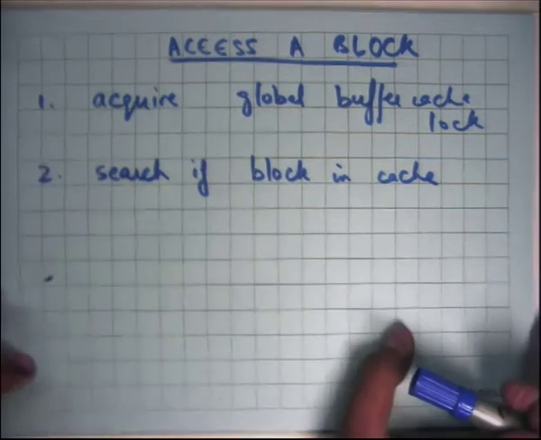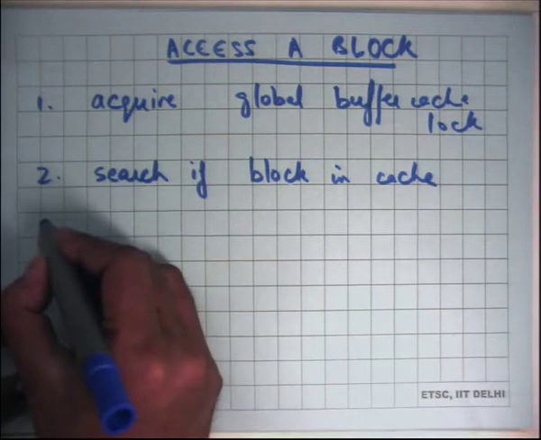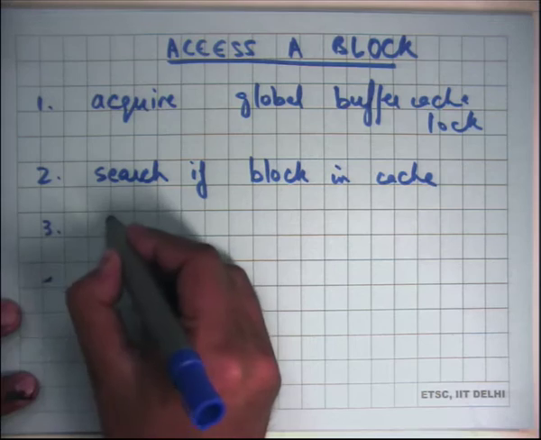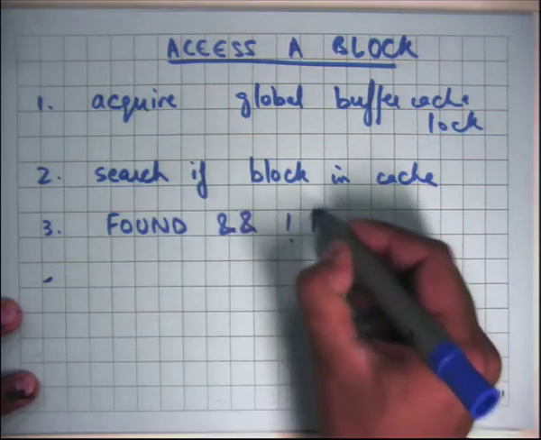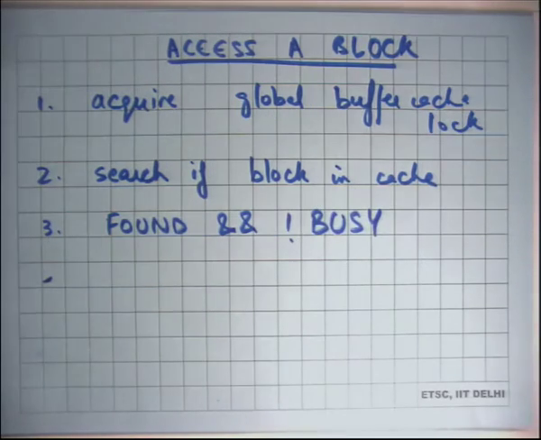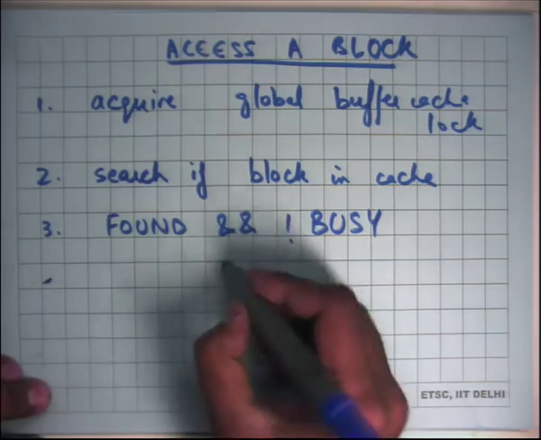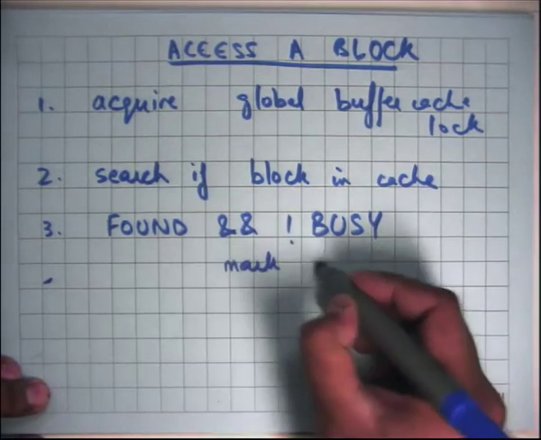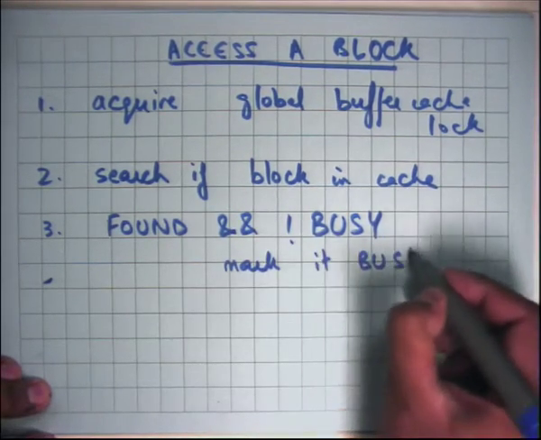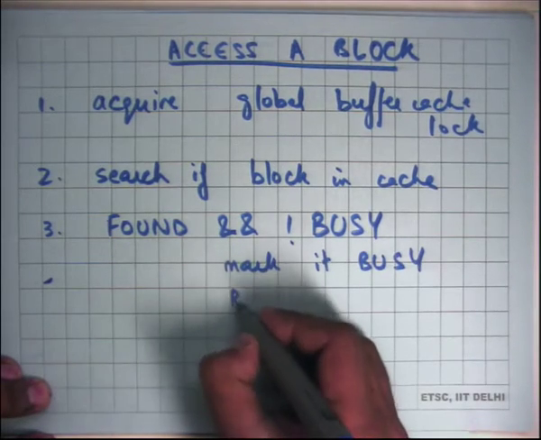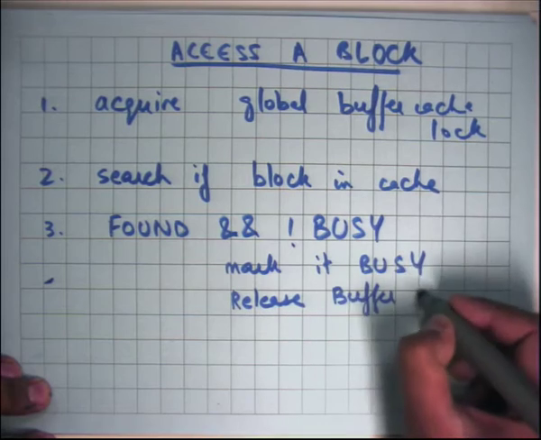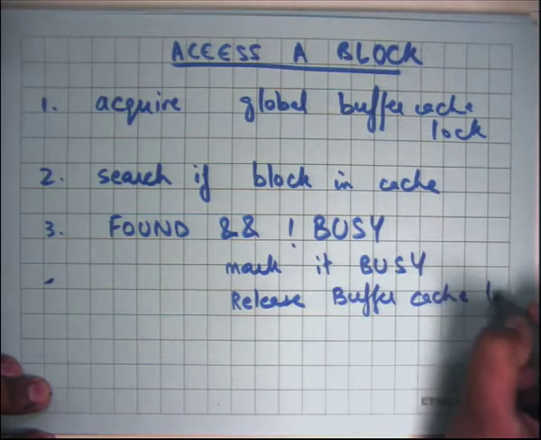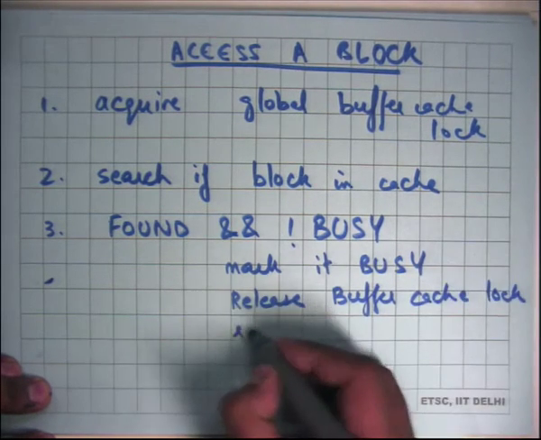So what are the few options? Let's say found and not busy, right. This is the best case. I found it in the cache and it's not currently busy, so mark it busy. Right. Release the global buffer cache lock, and return the buffer.